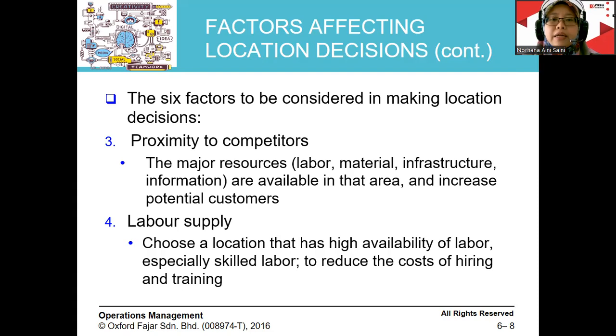Then number 4, the labor supply. The next factor is labor supply. Choose a location that has high availability of labor, especially skilled labor, because you want to reduce the cost of hiring and training. That's why most businesses have their HQ at the city center, for example Kuala Lumpur or Shah Alam.